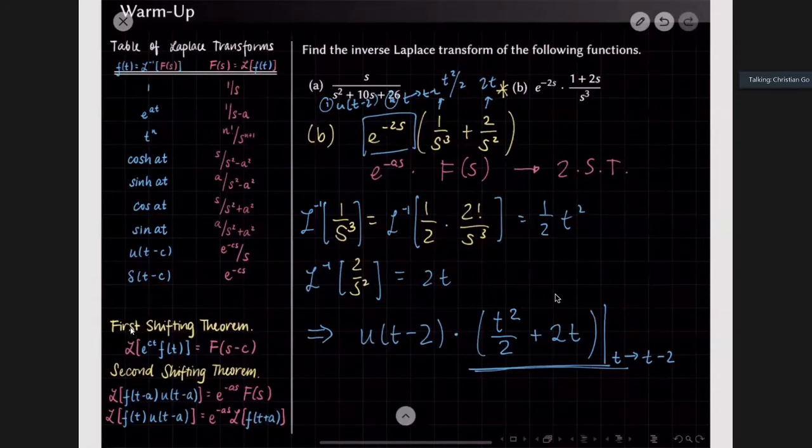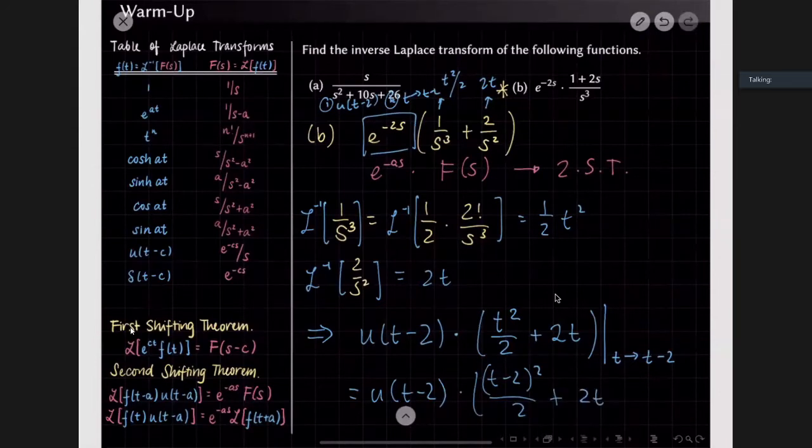So just simplify this. This is going to be u(t minus 2) times t squared over 2 minus 2. If you want to expand that, that's fine. So (t minus 2) squared over 2 plus 2(t minus 2). And then just simplify it.